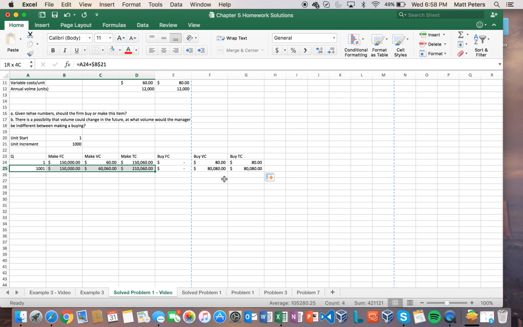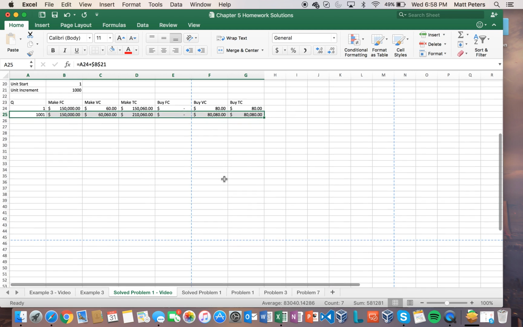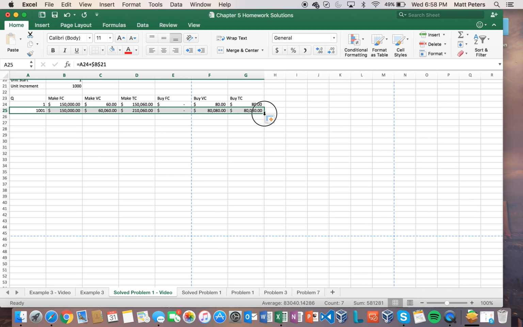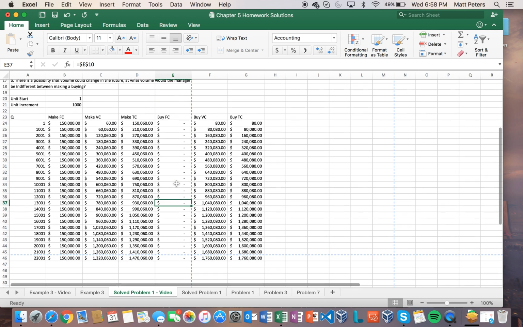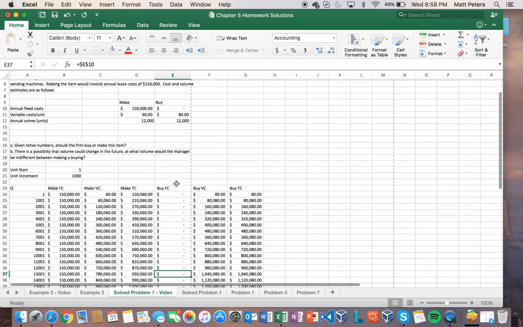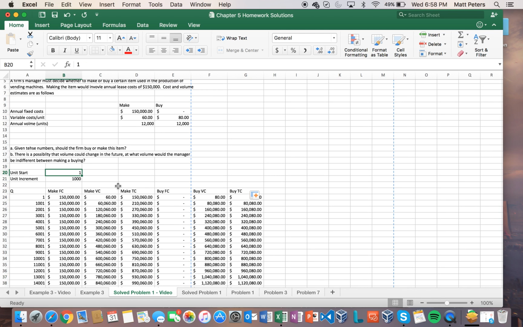And now we want to build our whole chart, so we're going to grab all of these and drag this down for a ways. Yeah, that should be far enough. You know, I don't want to start that at 1. I want to actually start that at 0, so our numbers are a little more even. There.